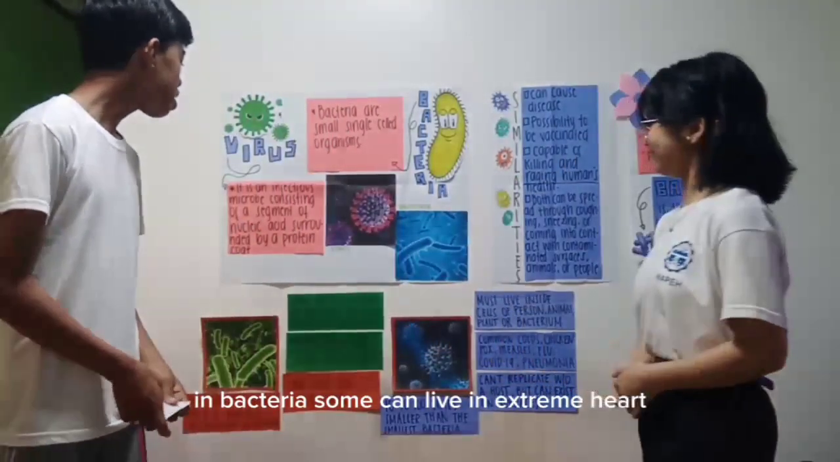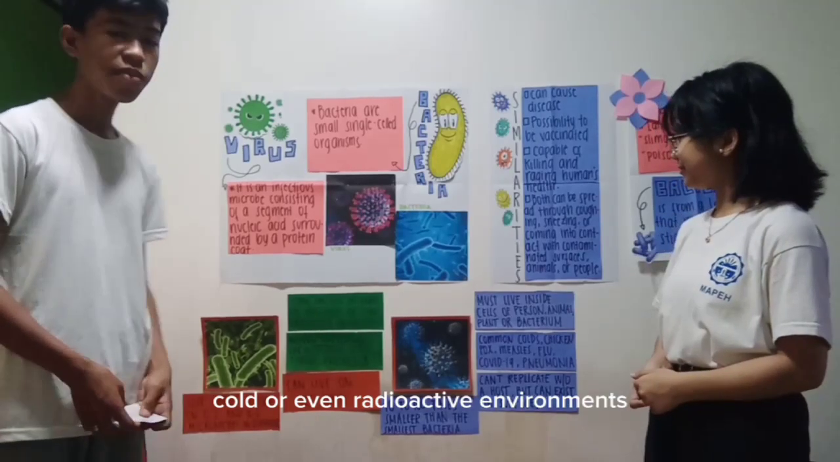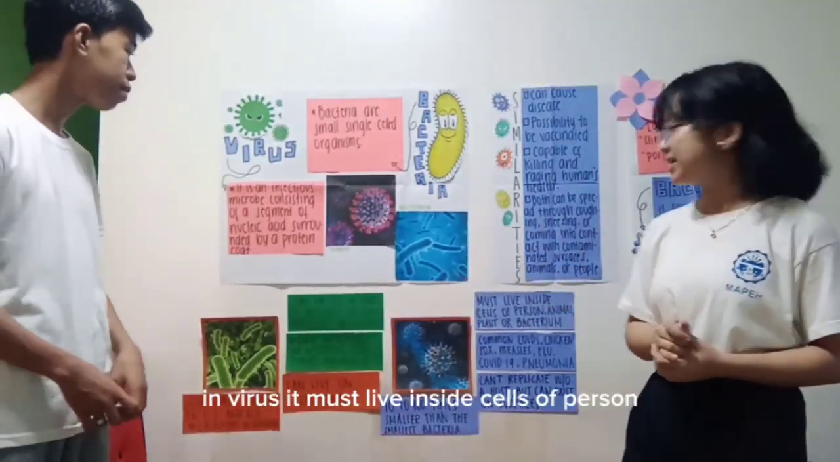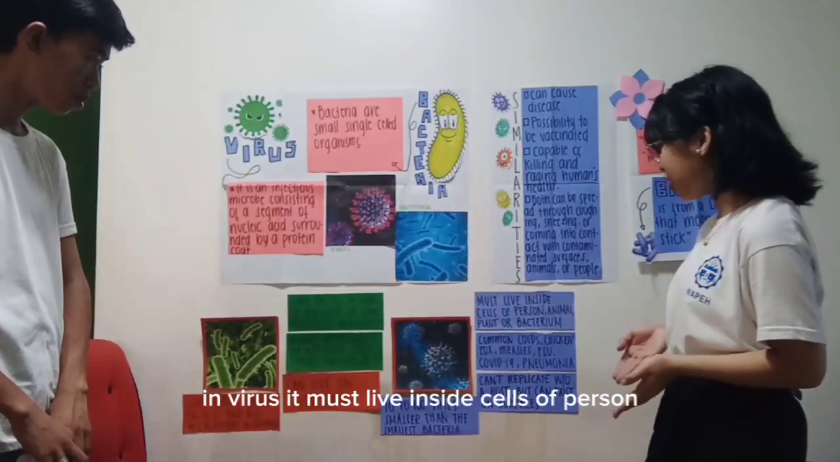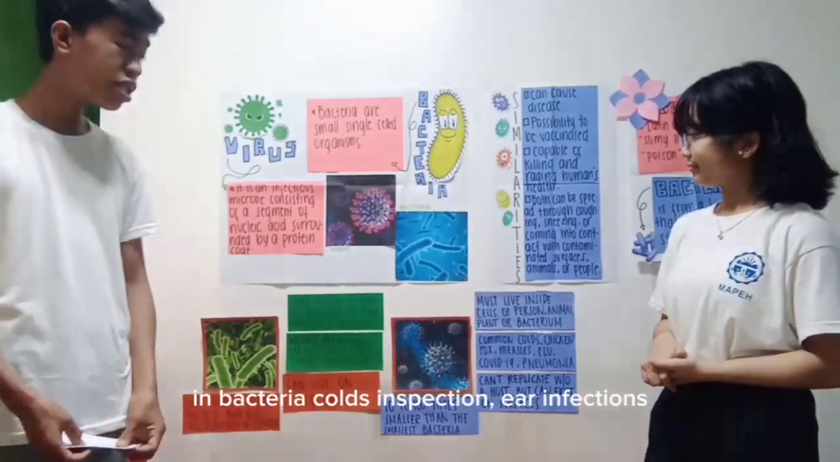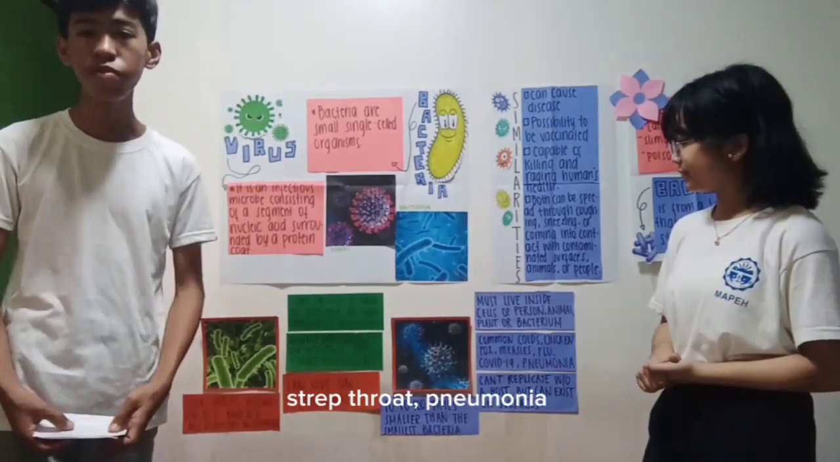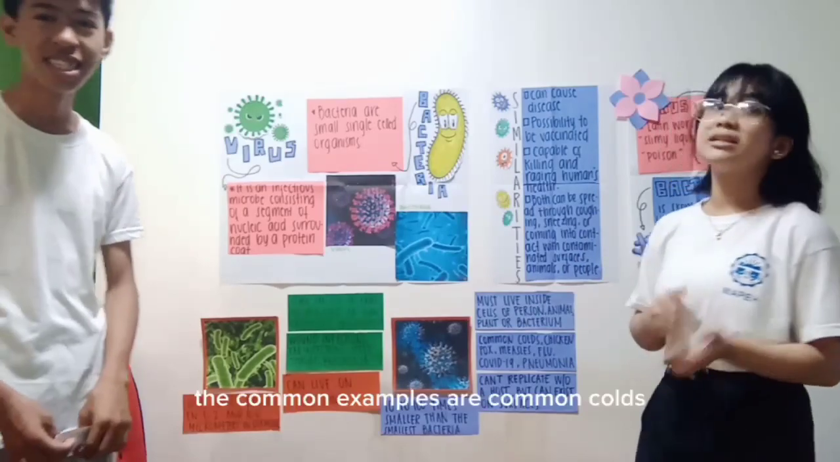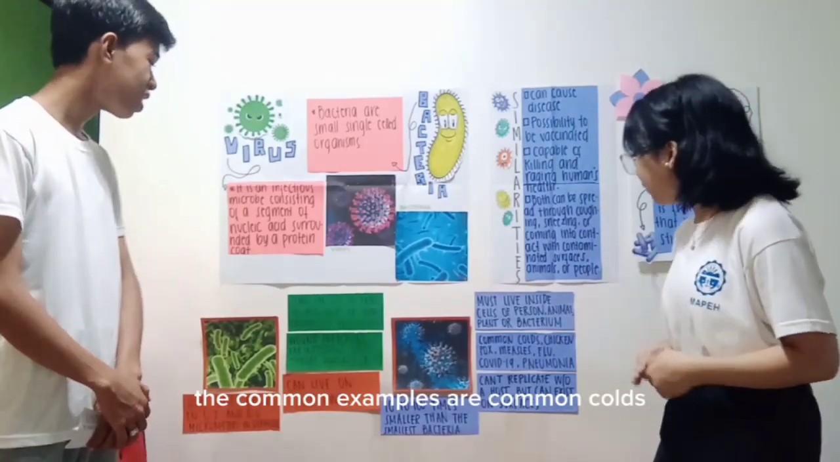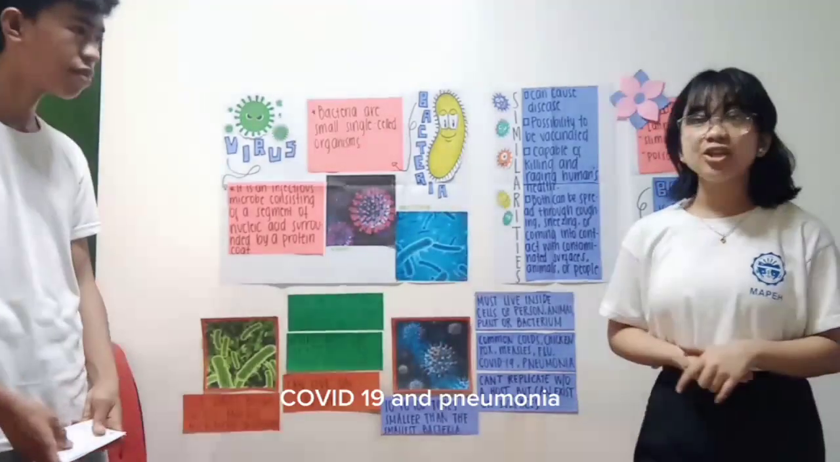In bacteria, some can live in extreme hot, cold, or even radioactive environments. In virus, it must live inside cells of a person, animal, plant, or bacterium. In bacteria, examples are wound infections, ear infections, strep throat, and pneumonia. While in virus, the common examples are common colds, chickenpox, measles, flu, COVID-19, and pneumonia.